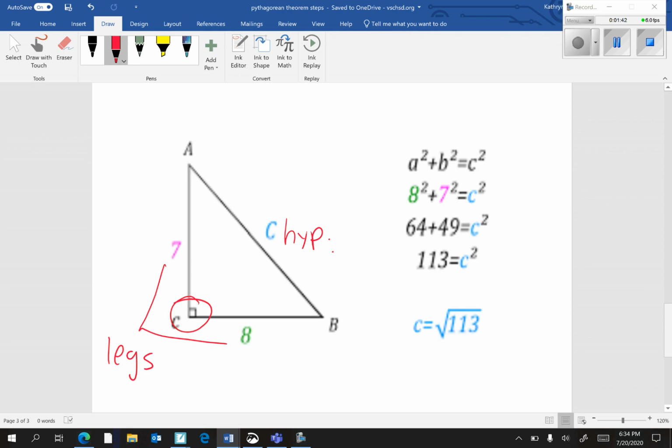64 plus 49 is equal to c squared. 113 is equal to c squared. Take the square root of both sides. C is equal to radical 113.